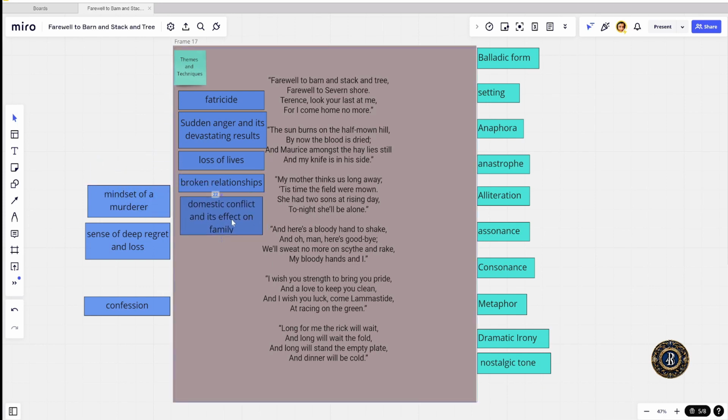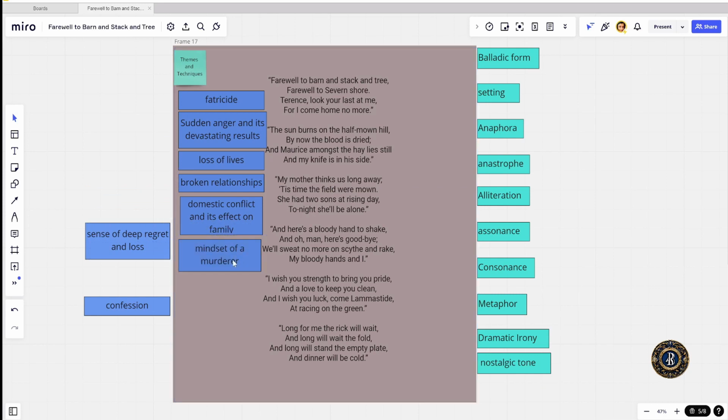Then this poem is about domestic conflict and its effect on family. Why do we call this a domestic conflict? It happens between the members of a family. Who are the members here? The two brothers. And because of this conflict, the whole family faced a tragedy.